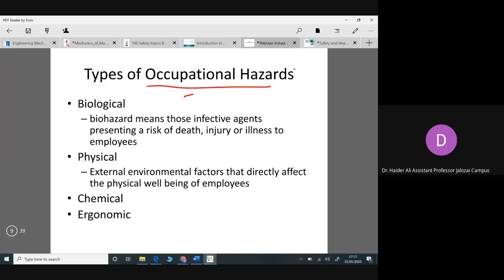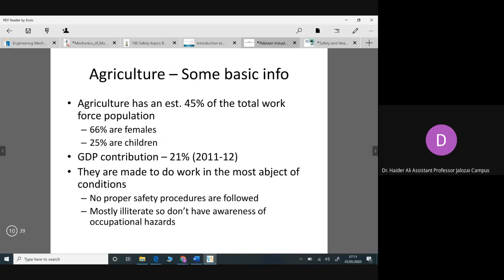Types of occupational hazards can be biological, some sort of biohazard, that is, an agent that can risk the life of the employees or cause injury or illness to the employees. There can be physical occupational hazards, like an external environmental factor that directly affects the physical well-being of employees. There could be chemical occupational hazards and ergonomic occupational hazards. Again, I'm not going to go into the details of this because we already talked about this in the introduction.